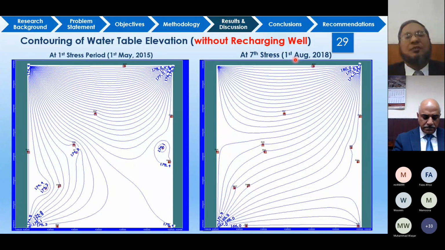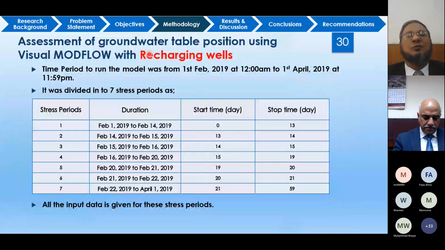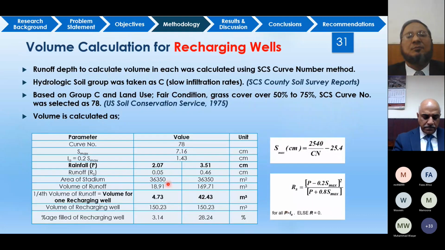This is for 1st May 2015, and this is for August 2018. And then there was modeling with MODFLOW considering the recharging well. Again, the total time was divided into 7 stress periods, and the volume of water was calculated by the SCS curve number method.